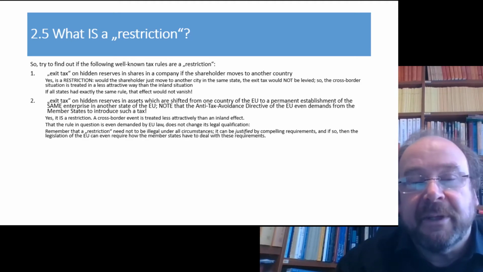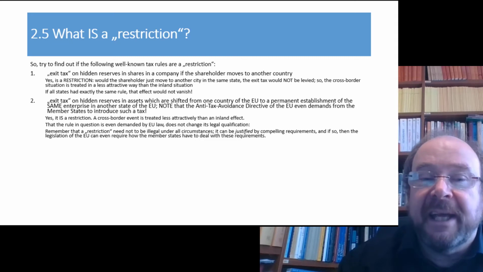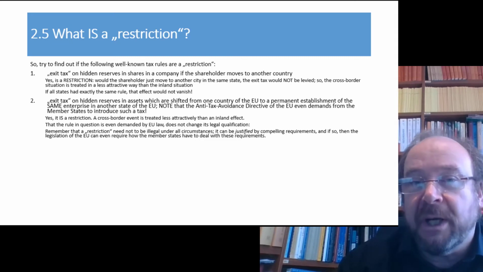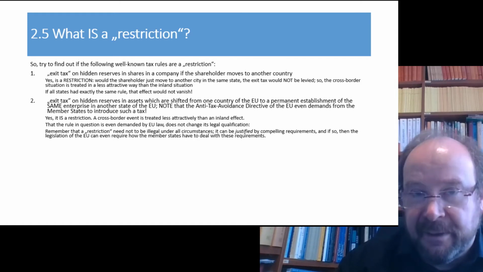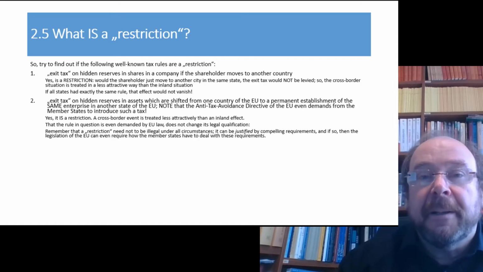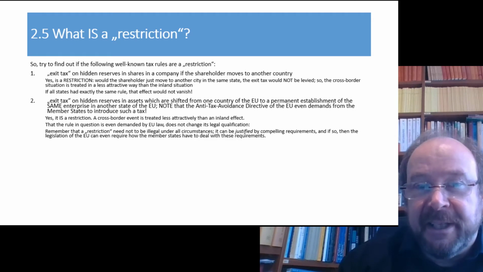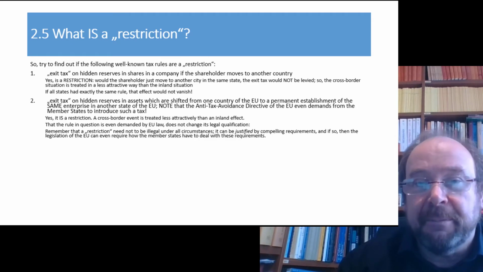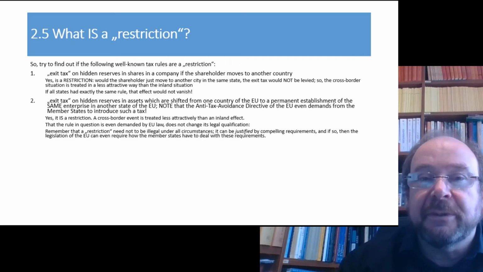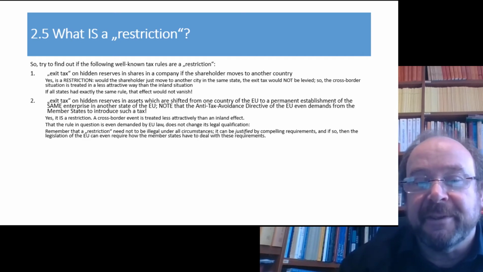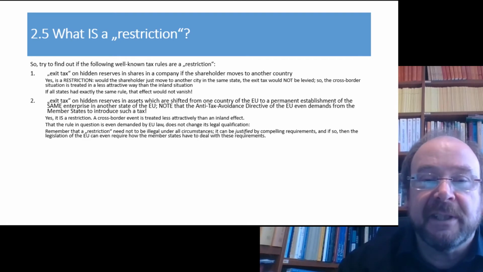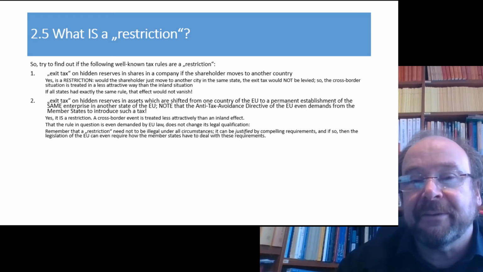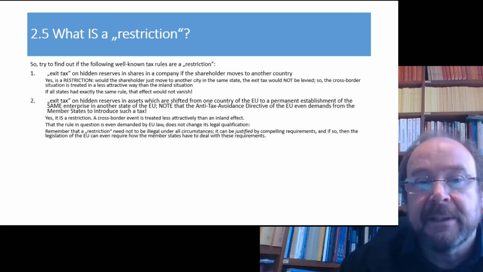Well, second idea, you have an exit tax on assets which are shifted from one country to another country of the EU to a permanent establishment in the other country. And well, such an exit tax for assets of companies is even mandatory under an EU directive, under the Anti-Tax Avoidance Directive of the EU. So you must even establish such a rule as a member state. Now, question, is that a restriction? And the answer is yes.